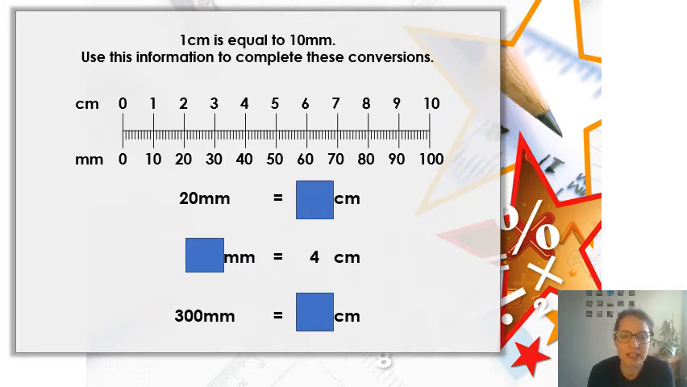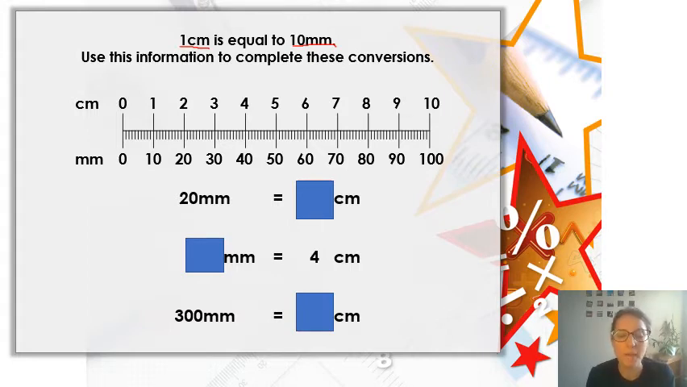So this one's looking at centimetres: 1 centimetre is equal to 10 millimetres. Use this information to complete these conversions. You have got the millimetres and centimetres on the number line here. So 20 millimetres, 4 centimetres and 300 millimetres. What are each of those converted? So pause, press play when you're ready to look through the answers.